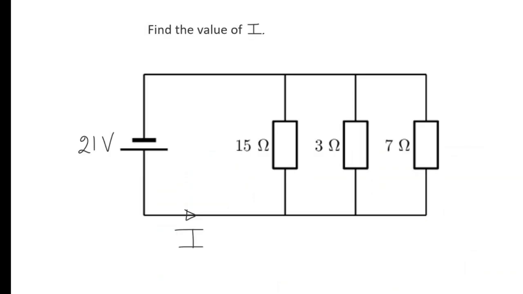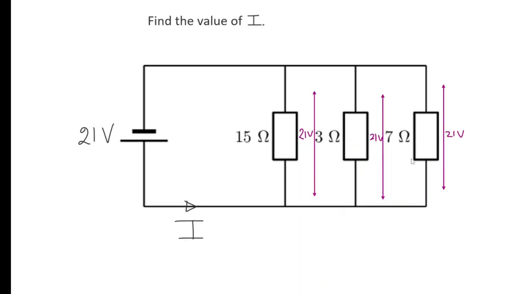Here's another question for you to try. Like the previous questions we saw, it's 21 volts. So each branch gets 21 volts. So the PD across each branch is 21 volts. And all we need to do is write V is equal to IR for each one. So let's start with this one. V is equal to IR, and I is equal to V over R. And you can see that's 21 divided by 7, and it's 3 amps. So we know the current in this branch is 3 amps.